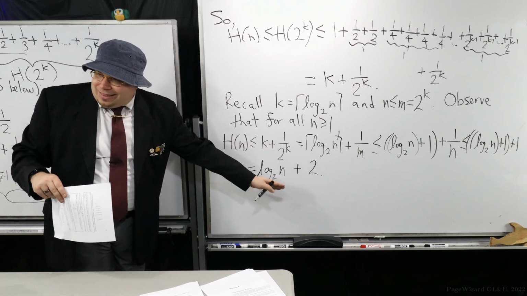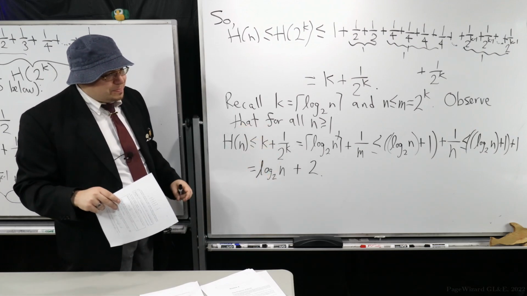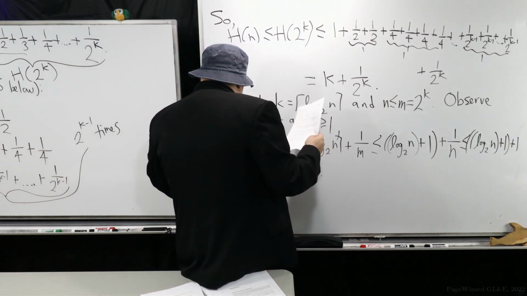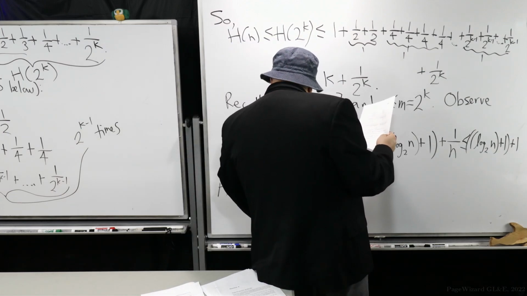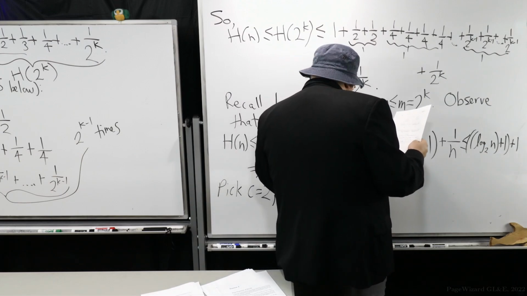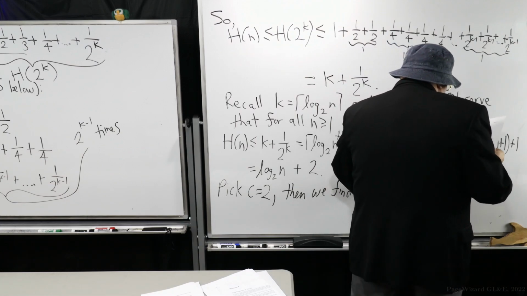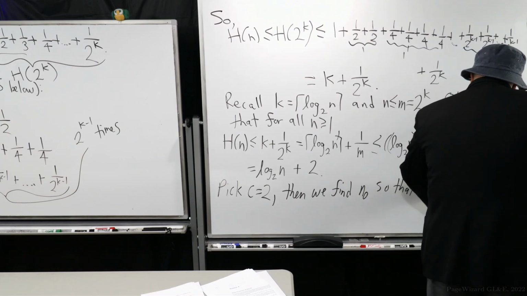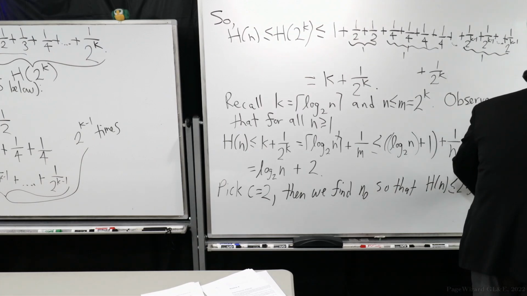I want something that looks like this. So I need 2 logarithmic terms to cover log base 2 of n and this 2 here. I could have picked c equal to 3, that also works, but I'm going to pick c equal to 2. Pick c equal to 2, then we find n0 so that h of n is less than or equal to 2 times log base 2 of n for all n greater than or equal to 1.